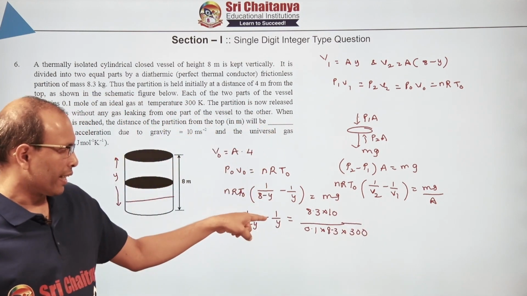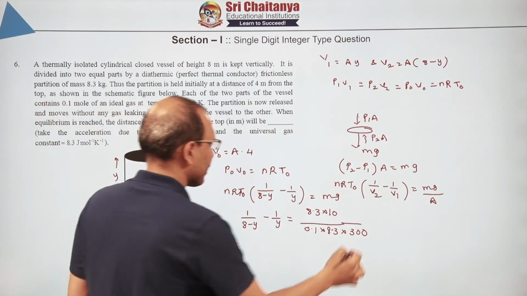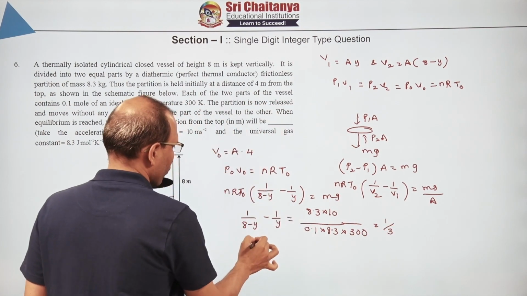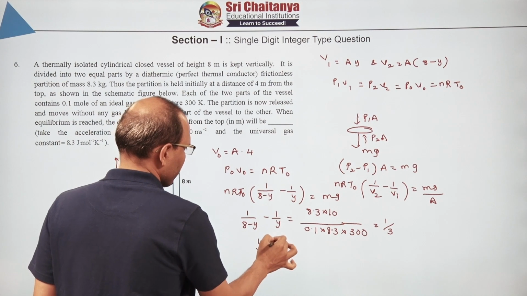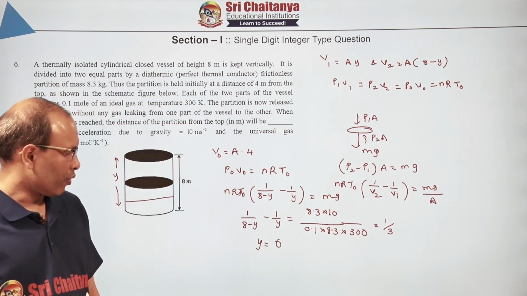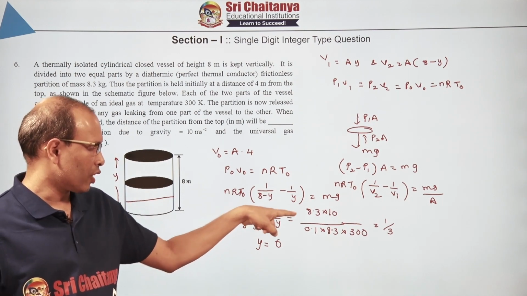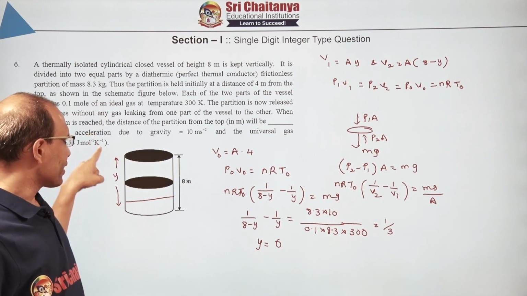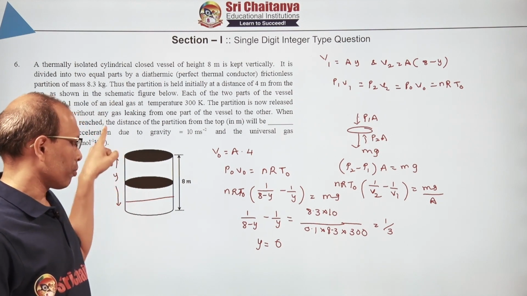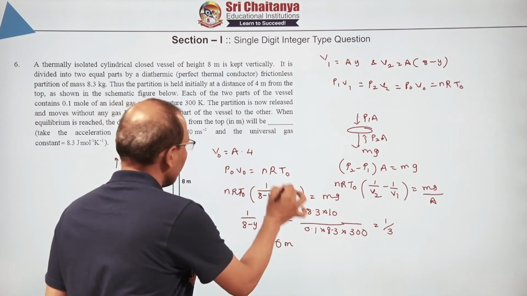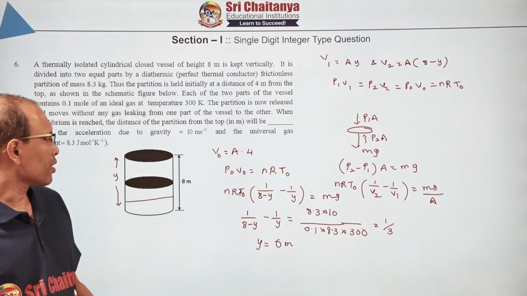So 8.3 got cancelled, so it becomes 1 by 3. So when you simplify this, we get the value of y to be 6. So if the value of y is 6, then this value will become 1 by 3. So what we have to calculate? The distance of the partition from the top, that is nothing but y. So the y value is simply 6 meters. So this is the answer to the sixth question.